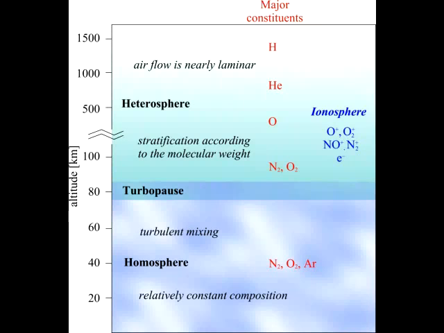The heterosphere refers to the outer atmosphere. It reaches from 50 miles upward. Layers of gases in the heterosphere are sorted by gravity. Lighter gases, such as hydrogen and helium, become increasingly dominant with increasing altitude.